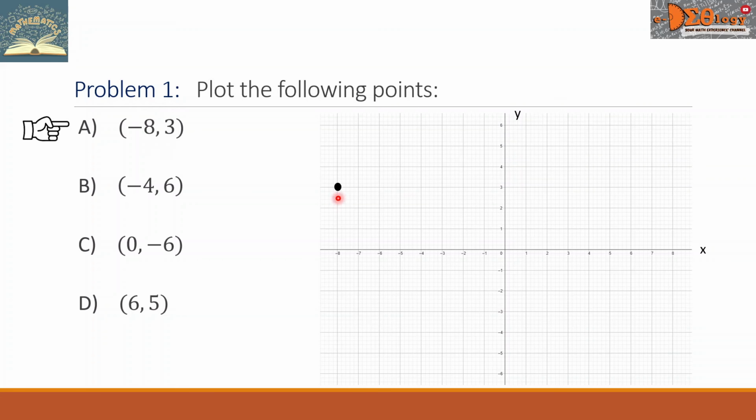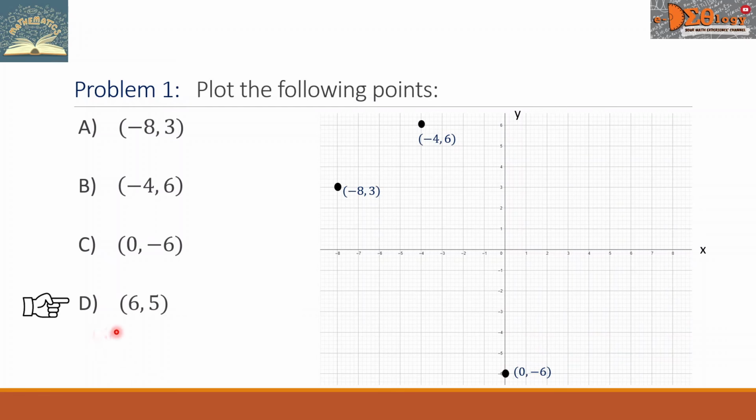This is the point. Then we write the coordinate near that point. Point B, negative 4 for the x, 6 for the y. And the point is here. We write the coordinates near that point. Then point C, 0, negative 6. 0 is for the x, negative 6 for the y. And the point is here. We write the coordinates near that point.